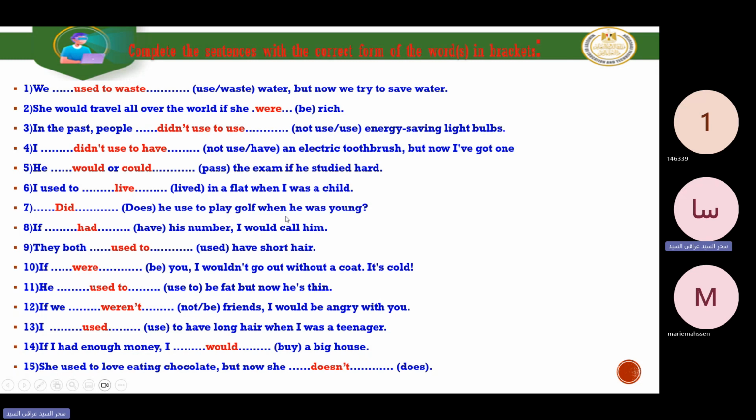Does he used to play golf when he was young? Of course, we have when, conjunction when, and we have past. If we have past after the conjunction, the second sentence should be past. So instead of does, we use did. Did he used to play? Of course, this is used to. Should ask with did.